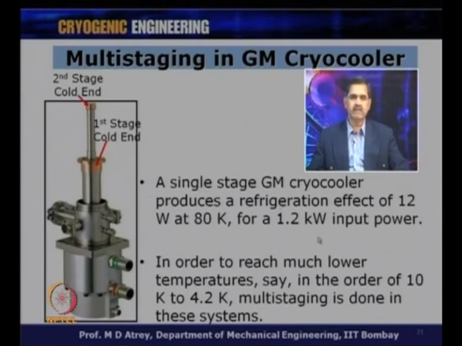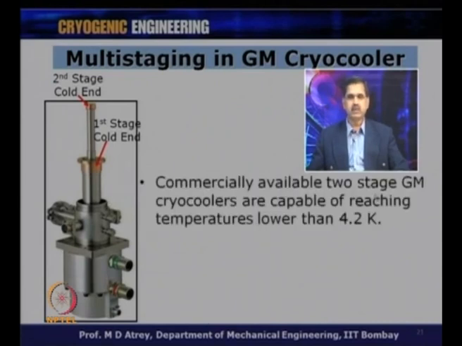This is a typical cold head, a GM cold head. The compressor is going to be away from this place, but the high pressure line of the compressor will get attached to the high pressure port or valve here, and the low pressure line will come and get attached to the low pressure valve over here. In order to reach much lower temperatures, for example 10 Kelvin or 4.2 Kelvin, multi-staging is done in this system. So, I will get 10 Kelvin or 4.2 Kelvin at the second stage, while the first stage could be around 40 to 50 Kelvin depending on the sizing of this particular cryocooler.